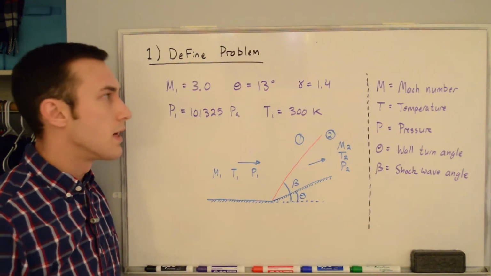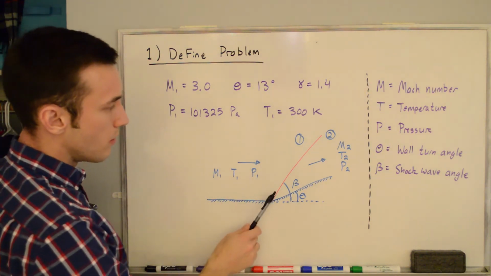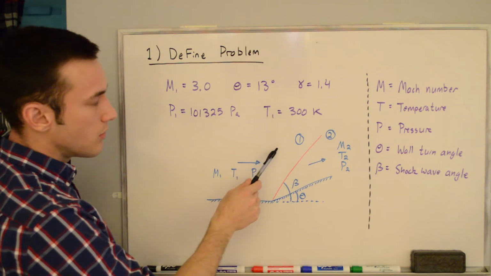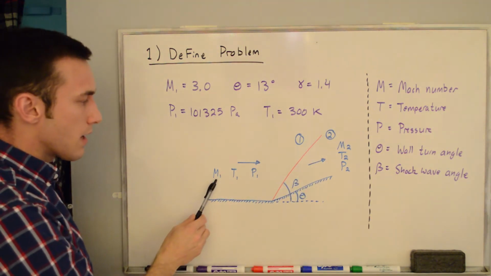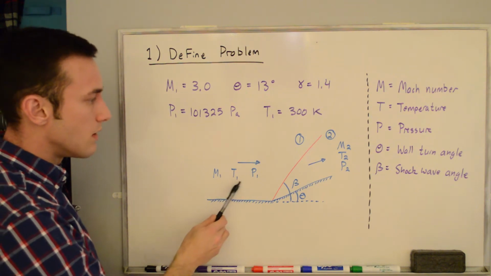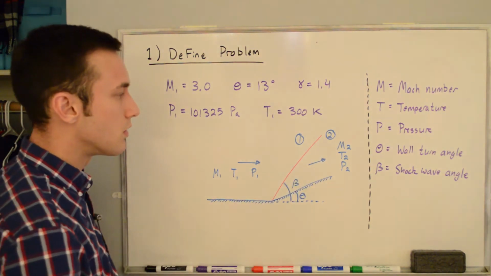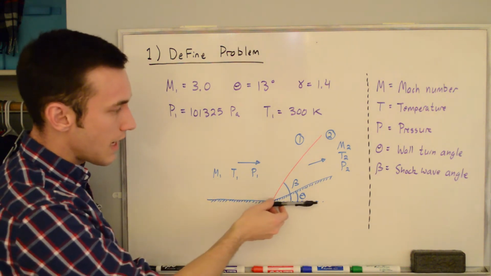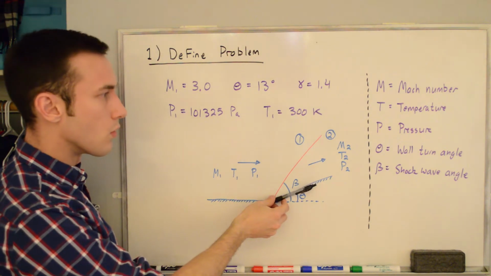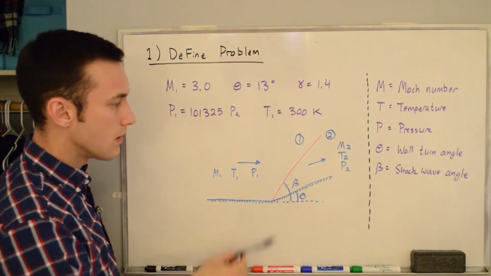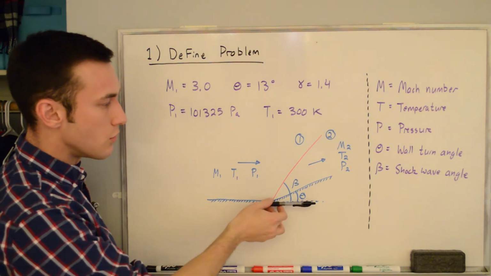So the first step is to define the problem, and here we have the schematic drawn in blue with the oblique shock shown in red. Upstream of the oblique shock we have state 1, downstream we have state 2. Upstream we have Mach number, temperature, pressure, M1, T1, P1, and then downstream again Mach number, temperature, pressure, M2, T2, P2. The flow is turned at an angle theta from the horizontal, so that's the wall angle, or wall turn angle, seen over here, and then beta is the angle that the oblique shock forms in relation to the horizontal.